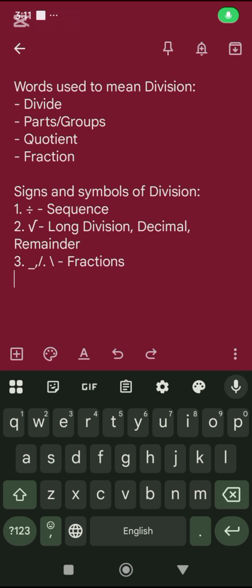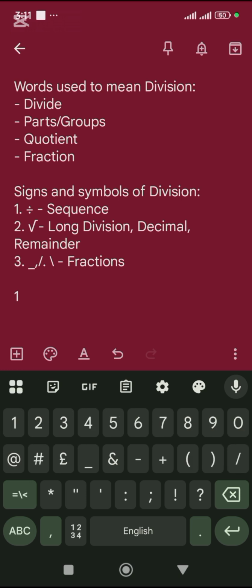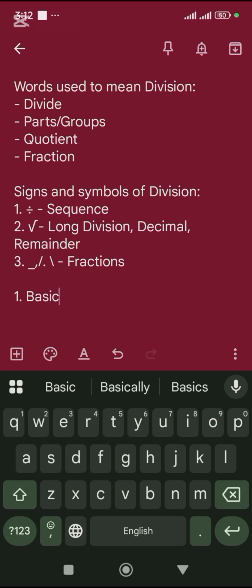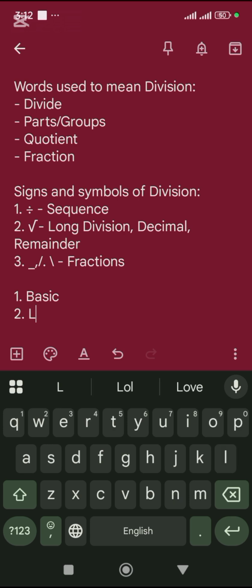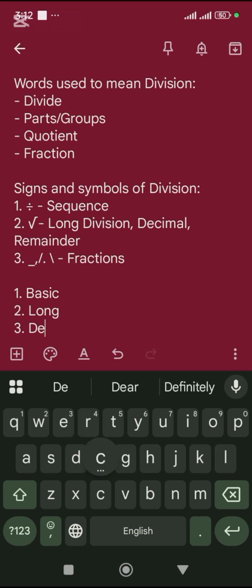Under division, we are going to be treating these topics. 1, we are going to treat basic division. We are going to treat long division. And we are going to treat decimal division.